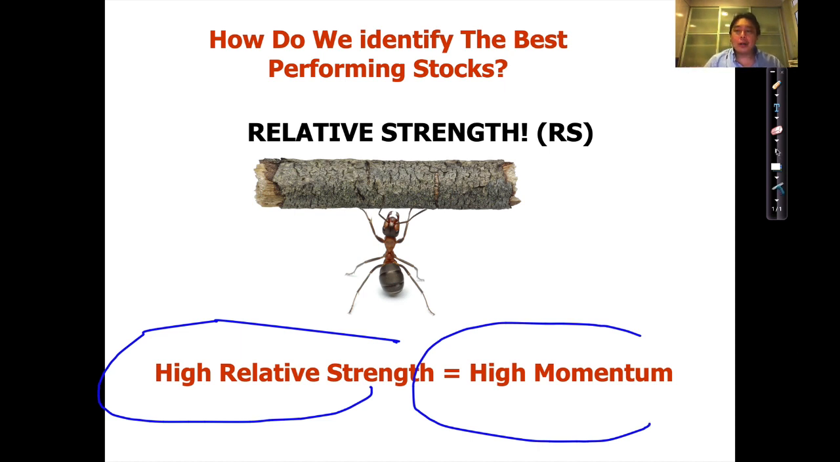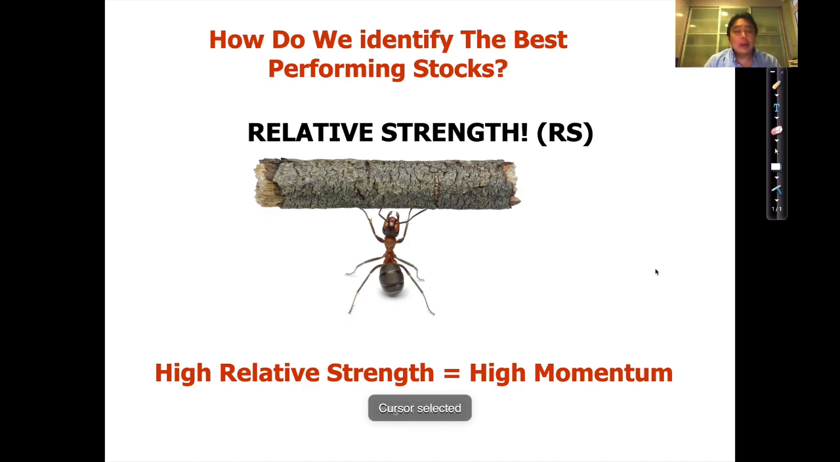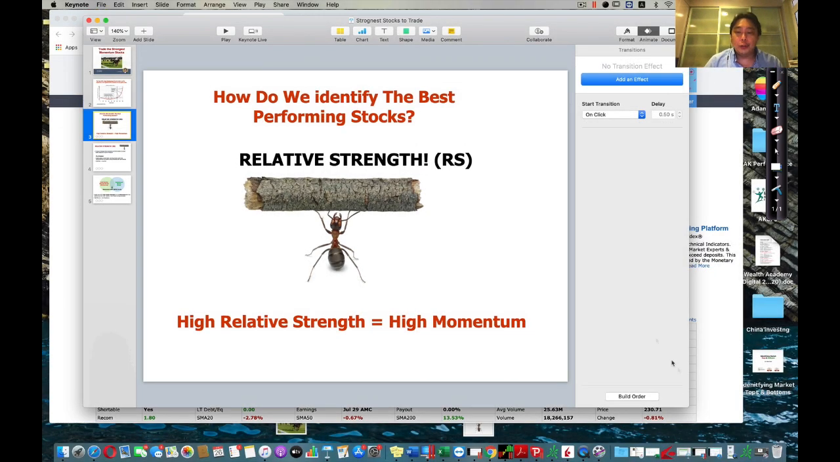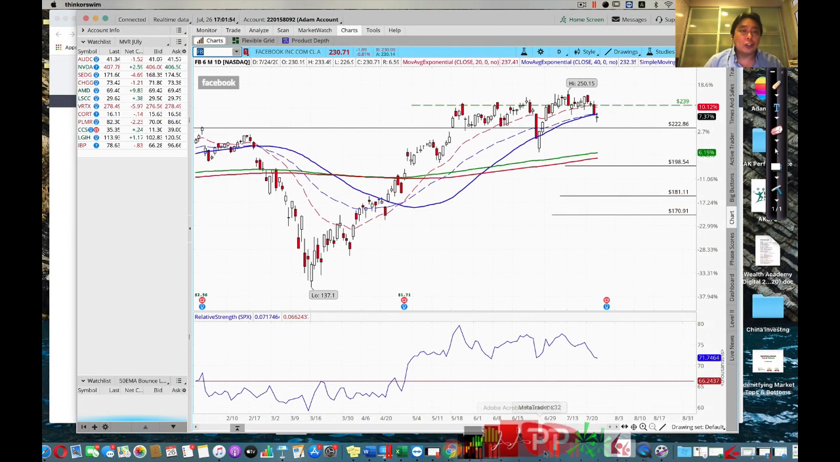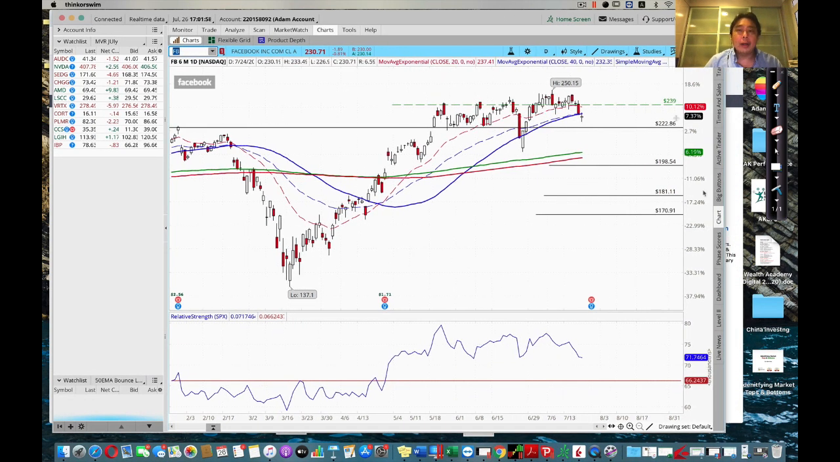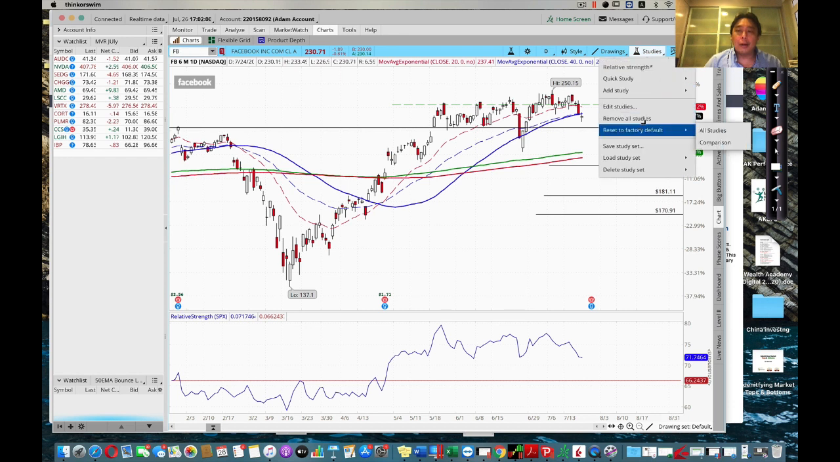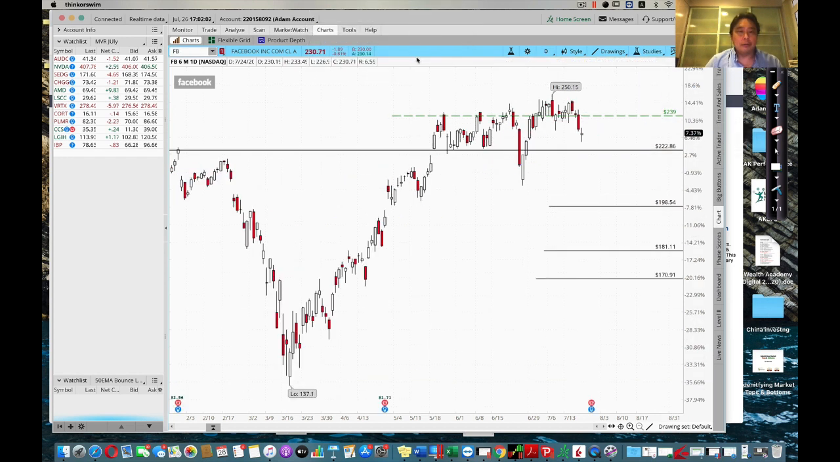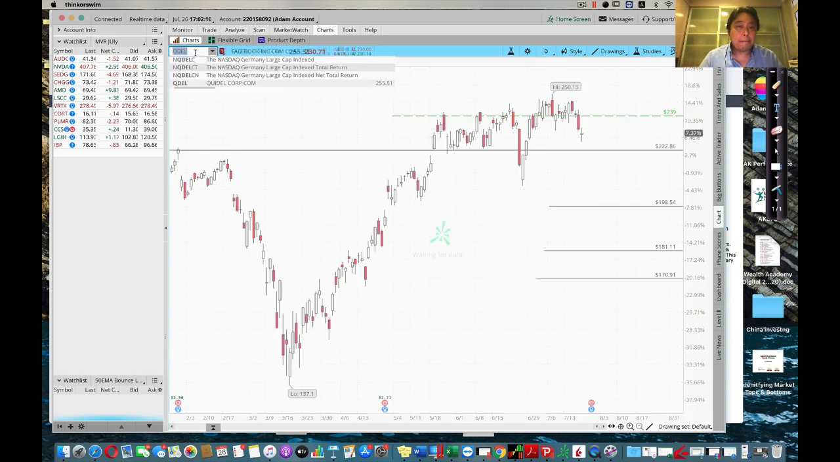So how do we measure relative strength? There are a couple of ways. One way is to simply use certain charting software. I'm using Thinkorswim over here, and on Thinkorswim, you have relative strength. Let me just show it to you right now. So for example, let's put in a stock with high relative strength, QDEL.